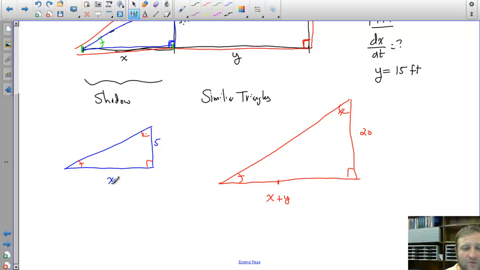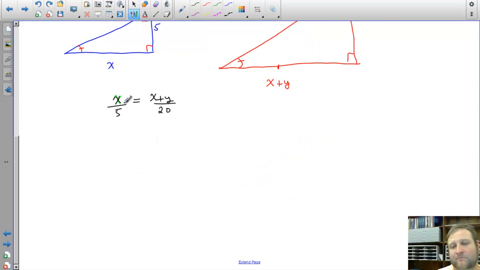We know that we can create the relationship x over 5 will have to equal x plus y all over 20. Solving, cross multiply: 20x is equal to 5x plus 5y.